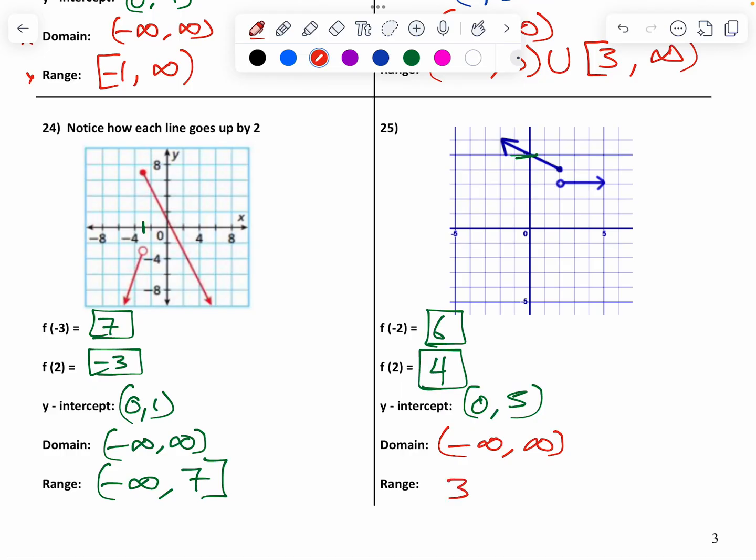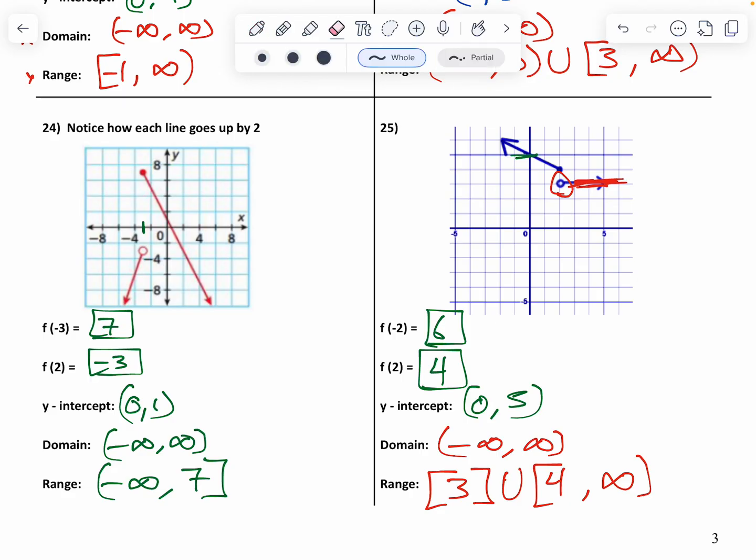So 3, but then it stops. 3 is the only y value included there. So 3, and then we have a gap. Once again, look at that gap right there. There's nothing between those two dots, so we skip to 4, also included. And then that goes up to infinity. The reason this one's included, even though this is an open circle, is because these y values over here still exist. So that is included somewhere on the graph.